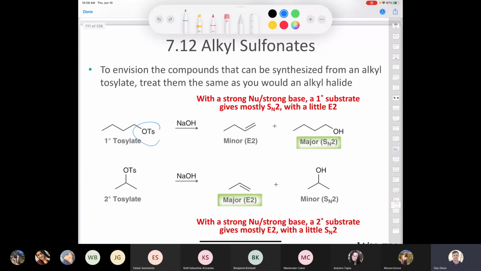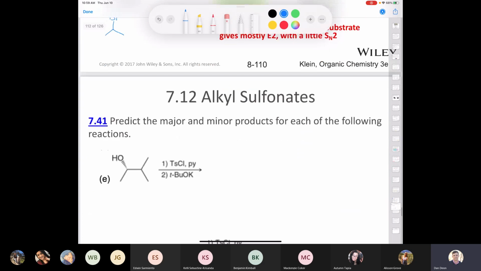So let's say we had a primary tosylate. That's the same thing as if you were to have this, just a good leaving group. So if you treat that with a strong base, strong nucleophile, what's going to be the major pathway? It's going to be substitution, and you're going to get a little bit of elimination. Let's say you had a secondary tosylate. It's the same thing as if you had this. What's the major pathway? Elimination. And you get a little bit of substitution. That's it. So you treat it the same way you would an alkyl halide.